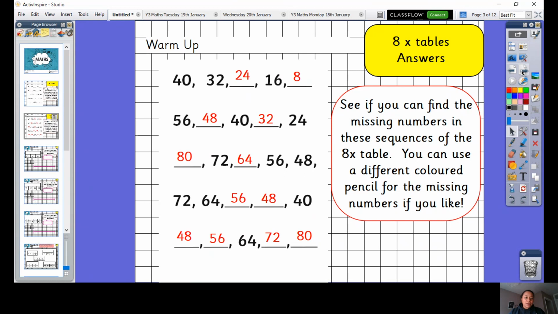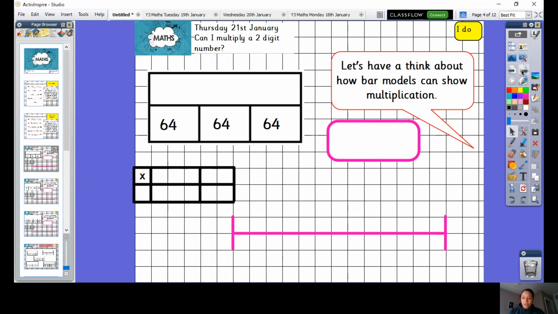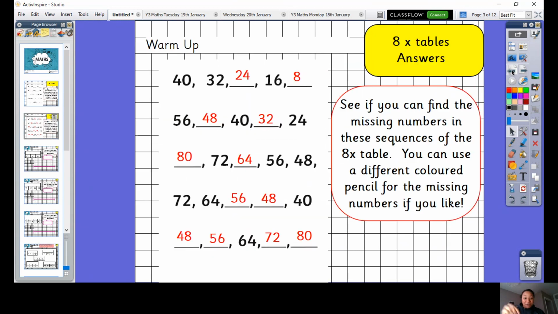Did you spot them? We're going to jump straight into our grid method work again today because I want to show you something slightly different to go with our grid method. If you want to pause the video here and then tick off the ones that you got correct, and then we'll move on together.